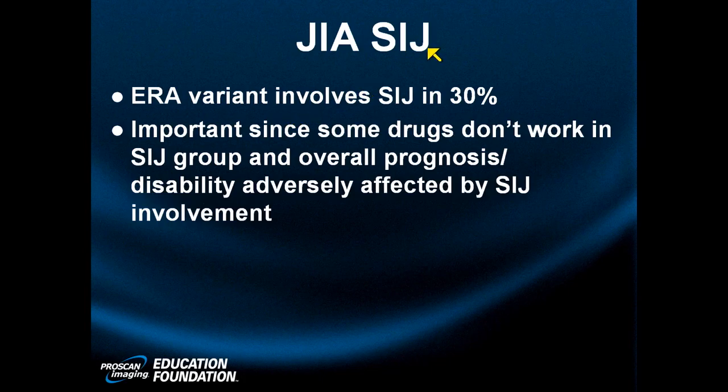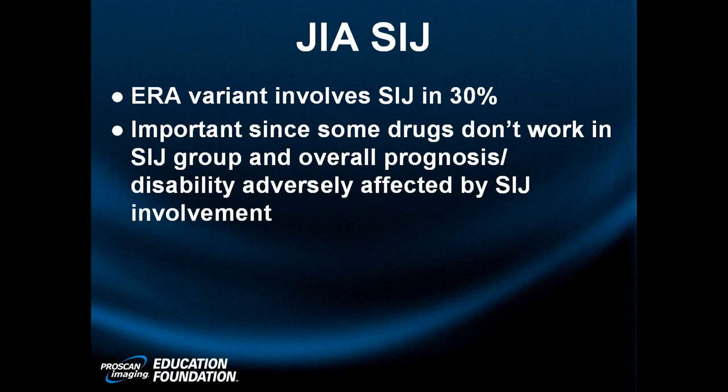The SIJ, the sacroiliac joints, the enthesopathic variant involves the sacroiliac joints in 30%, but in ankylosing spondylitis, it's involved at presentation in 90%. It's important, though, to recognize when it is involved because some drugs do not work in JIA if the sacroiliac joint is involved. So the clinician will pick their drug based on presence or absence of sacroiliac joint involvement, so it's quite a bit more complicated than you otherwise might expect.